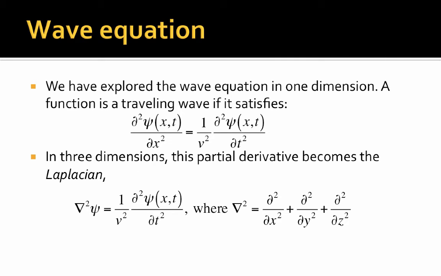Now we're going to do one last section here on the wave equation in 3 dimensions. We've explored the wave equation in 1 dimension so far, and we've discussed that a function is a traveling wave if it satisfies this expression: the second partial derivative of psi as a function of x and t with respect to x equals 1 over v squared times the second partial derivative of psi with respect to t. In 3 dimensions, we simply have the 3 different partial derivatives, and that is a Laplacian, or del squared. So we have del squared psi equals 1 over v squared times the second partial derivative of psi with respect to t.